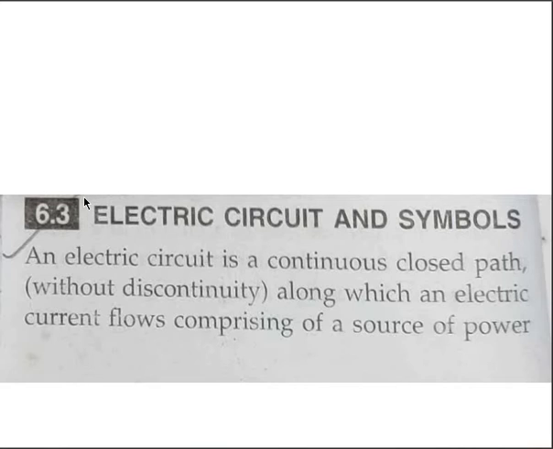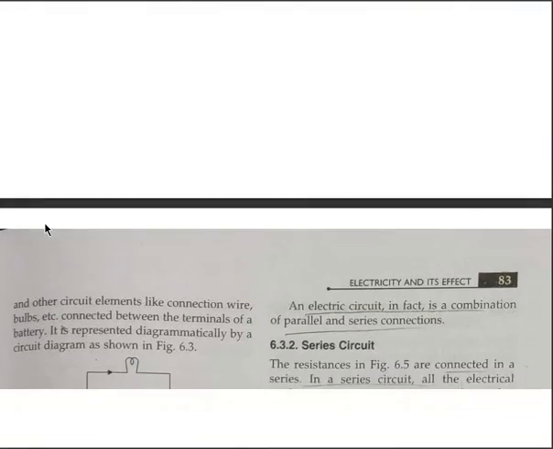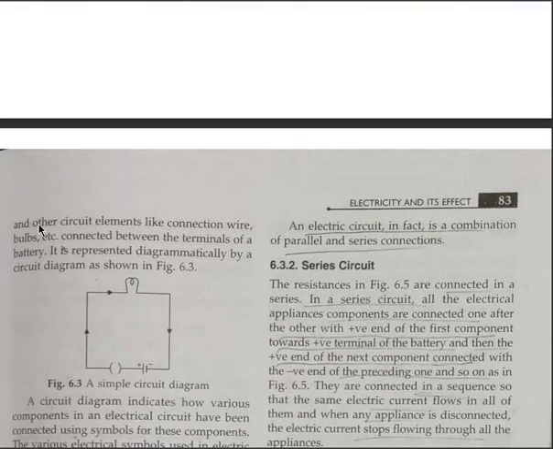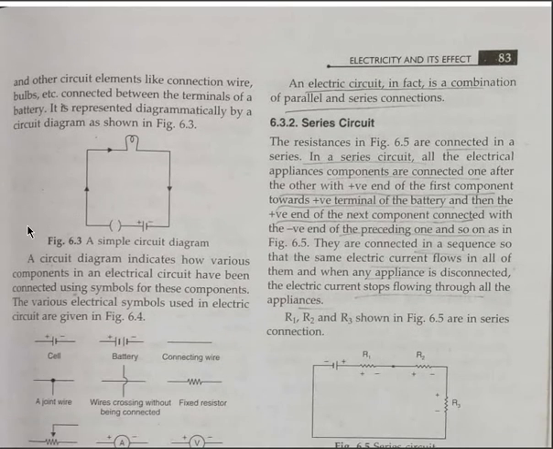Already you got the definition of electric circuit. Let me say once more. An electric circuit is a continuous closed path, that means without any discontinuity, along which an electric current flows, comprising of a source of power, that is with the help of cell or battery, and other circuit elements, that is conducting wire, bulb, switch, plug, key, etc.